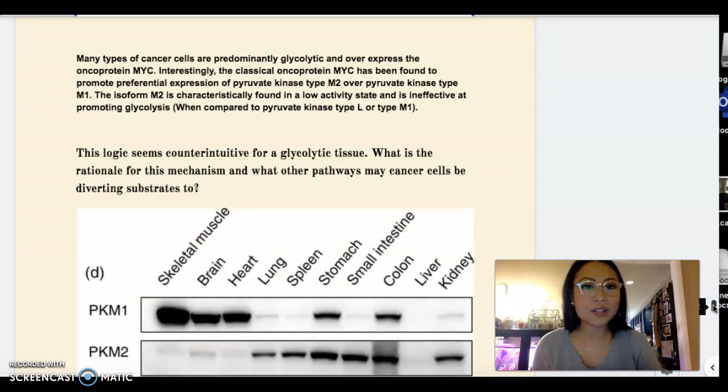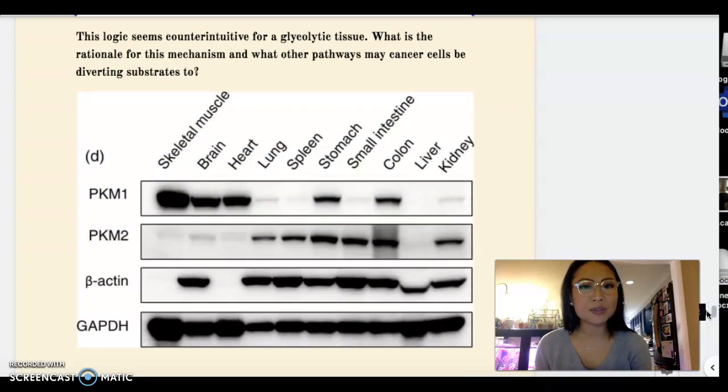Many types of cancer cells are predominantly glycolytic and overexpress the oncoprotein MYC. Interestingly, the classical oncoprotein MYC has been found to promote preferential expression of pyruvate kinase type M2 over pyruvate kinase type M1. The isoform M2 is characteristically found in a low activity state and is less active at promoting glycolysis when compared to pyruvate kinase type L or M1. This logic seems counterintuitive for a glycolytic tissue. What is the rationale for this mechanism, and what other pathways may cancer cells be diverting substrates to?